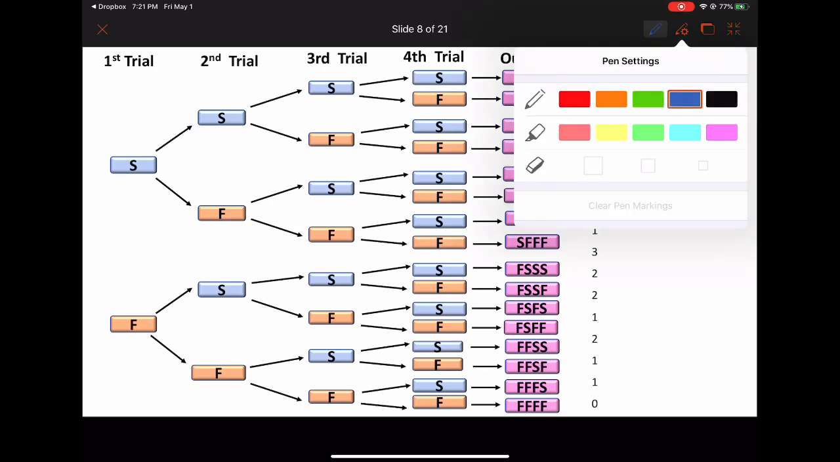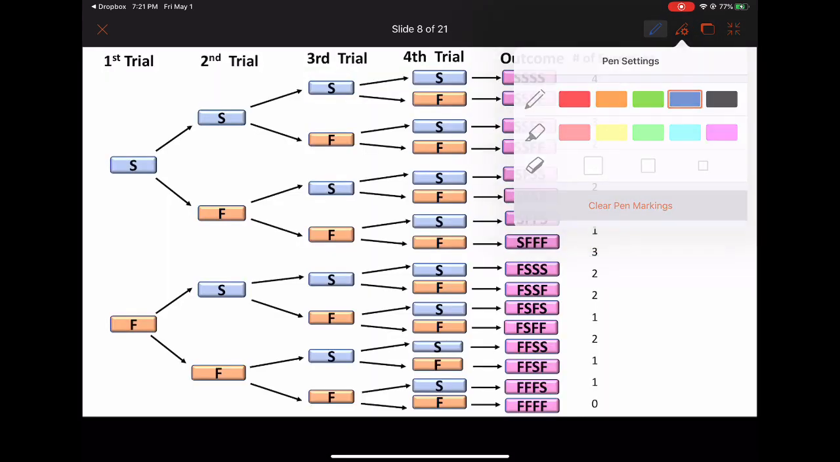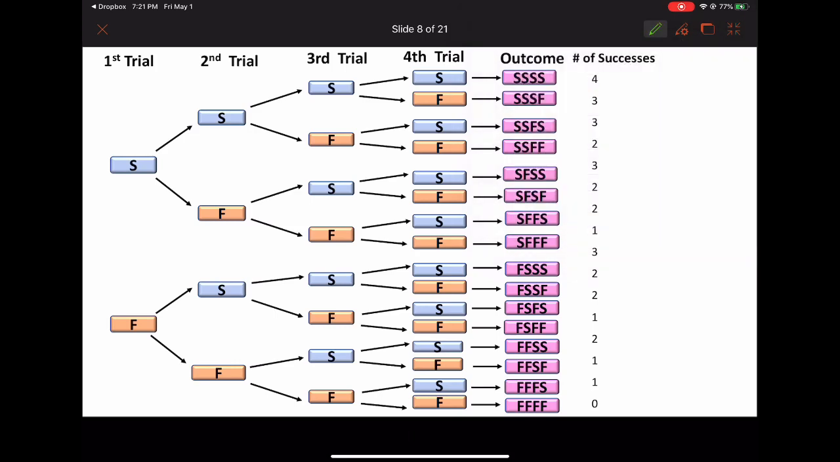So the ways that we can have 3 successes, there's 1, 2, 3, 4 different ways I can have 3 successes. Sorry about that. And the number of ways I can have 2 successes, there's 1, 2, 3, 4, 5, 6. There's 6 different ways I can have 2 successes. Hopefully that makes sense for you. So I'm going to actually build my probability distribution table, my binomial distribution table.